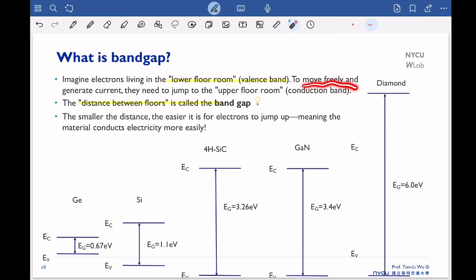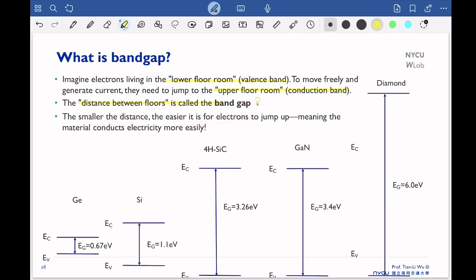And to move freely, they need to jump to the upper floor. That's what we call the conduction band. And the distance between these two, that's what we call the band gap. So the smaller the distance, the easier for the electron to jump, but the larger the distance, that means it's difficult to jump.